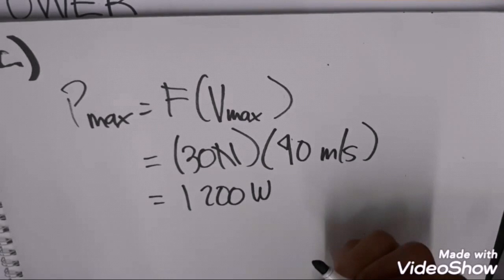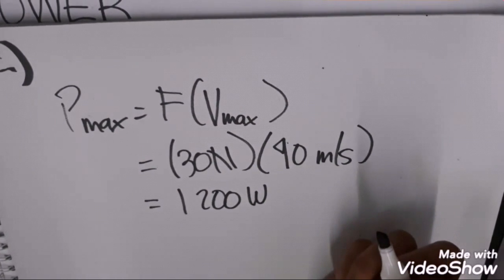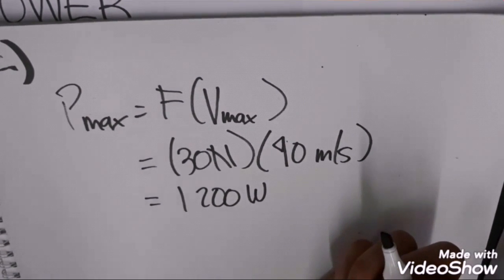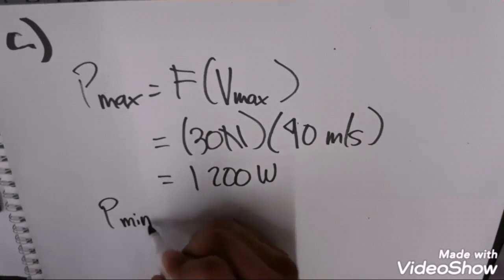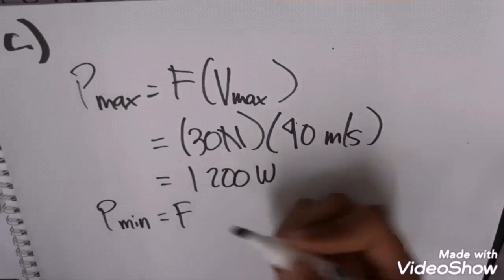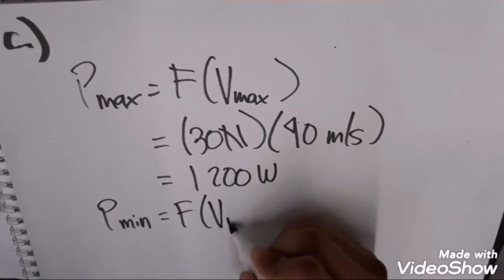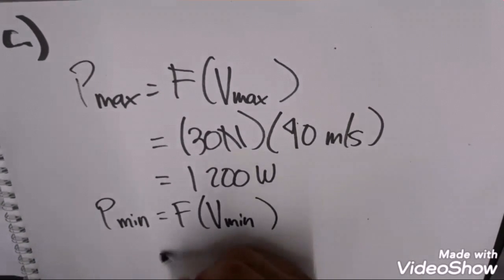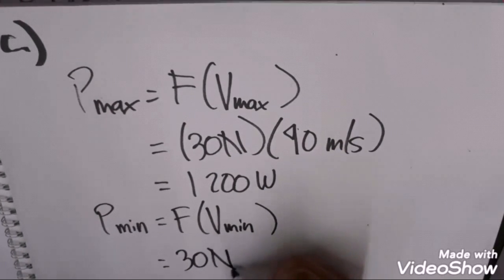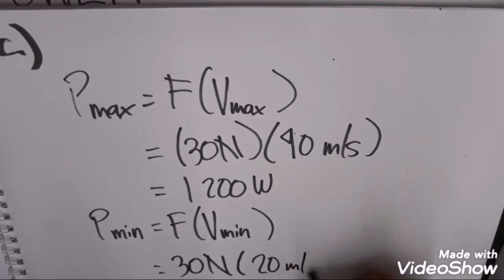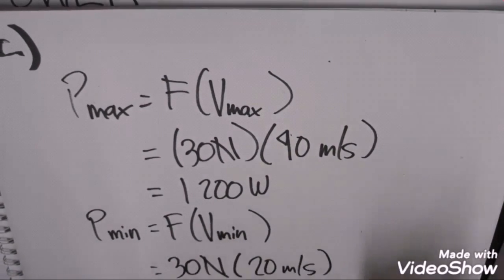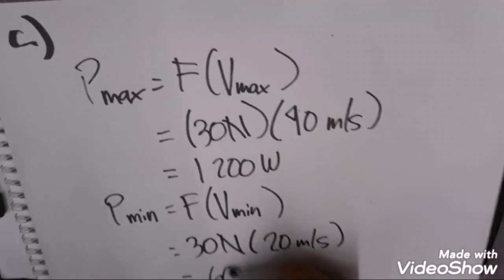Now, this would be the same for the minimum power by multiplying the force by the minimum velocity of the object. Minimum power is equal to force times v minimum, which is 30 newtons, and the minimum velocity of 20 meters per second, which is equal to 600 watts.